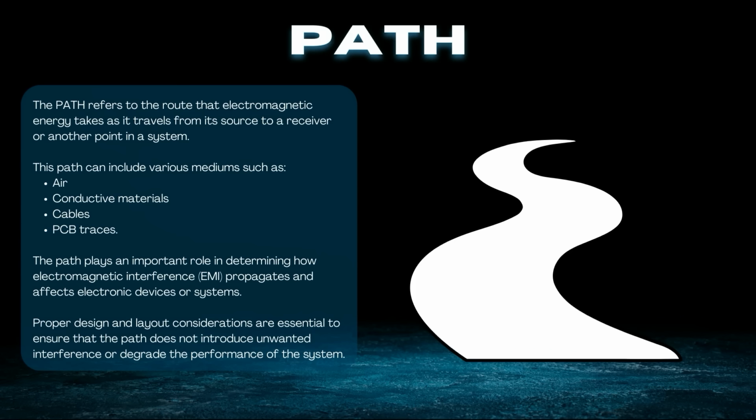The path is the route through which the interference travels. It's the medium that carries the electromagnetic disturbances from the source to other parts of the system or nearby devices. The path can be wires, cables, traces on a circuit board, or even the air for wireless signals. The quality of the path can determine how effectively the interference is transmitted.